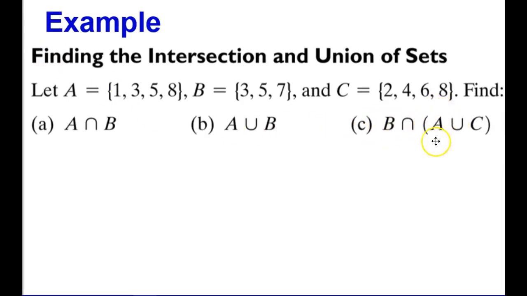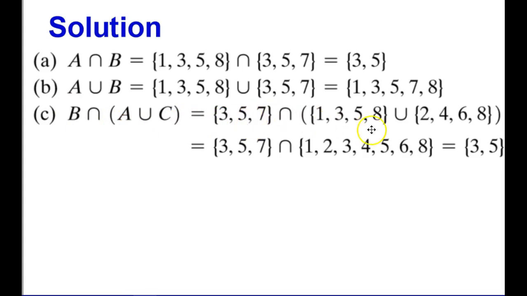So here we have some parentheses, and we always want to do the parentheses first. So first I want to find the union of A and C, and then the intersection of that and B. So again, I can write out all of my sets. First, I find the union of A and C, which is any number that's included in either of them. So 1, 2, 3, 4, 5, 6, 8. Now I'm finding the intersection of B and that union. So anything that's the same. I see I have a 3 and a 5 in both of them. So that's going to be the final answer for that one.